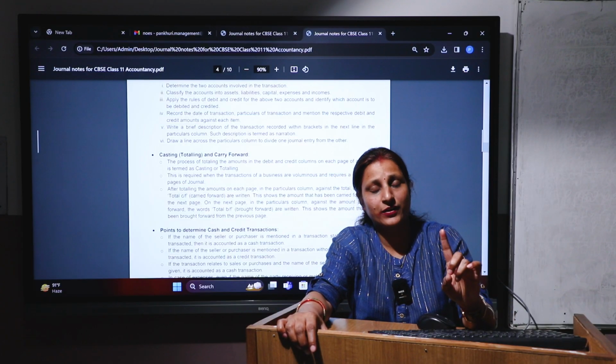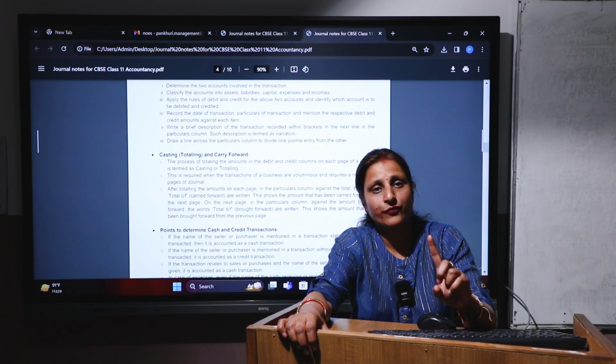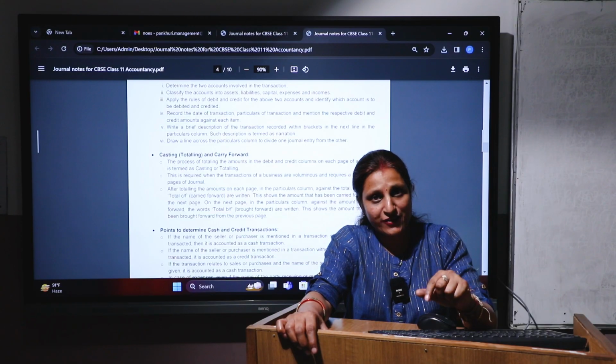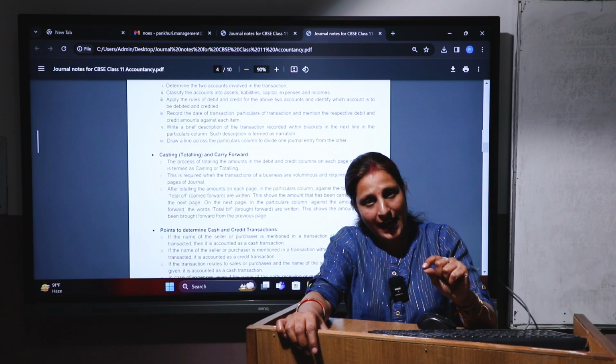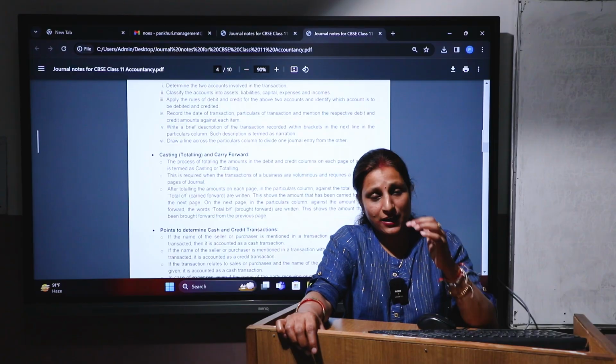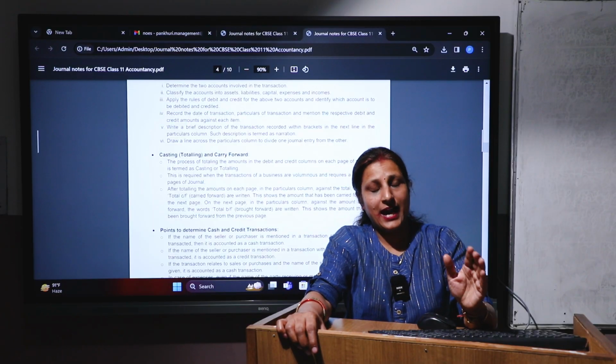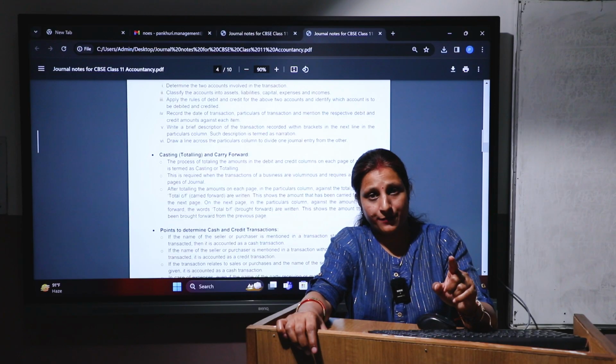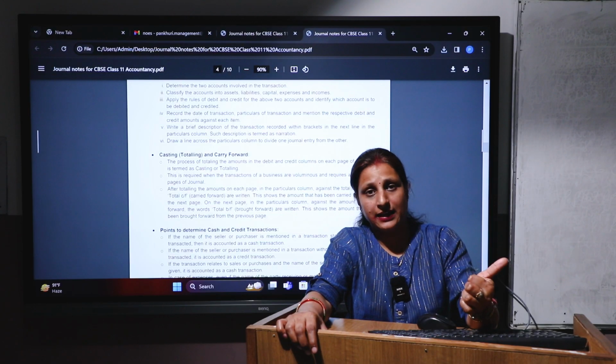I have told you cash will come under the real account, and the rule of real account is debit what comes in, credit what goes out. So cash is coming to the business. This cash will become debit. Cash account debit. But this cash is given by the owner, and owner will come under the personal account.